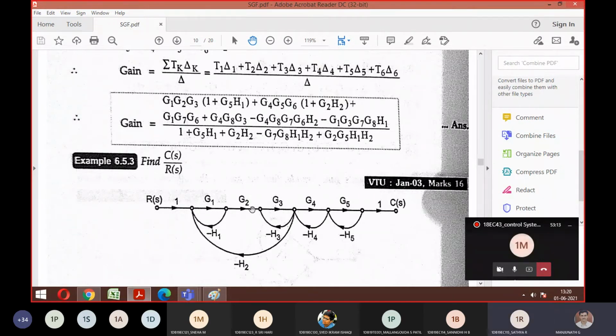How many loops? 5, sir. You can see clearly H1, H2, H3, H4, H5. So just write that separately. This is H1.